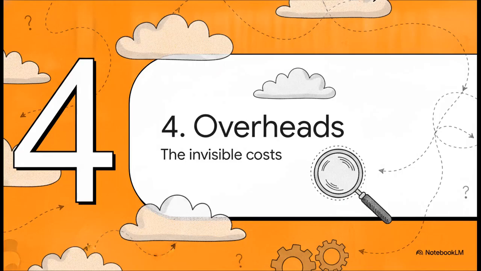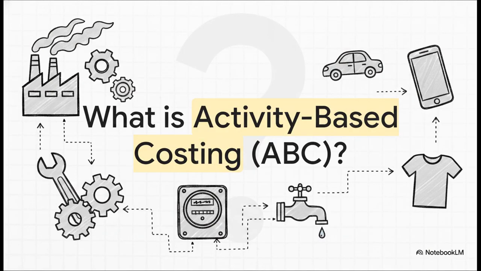Okay, Section 4, making sense of overheads. We've tracked the visible materials and labor, so now we're tackling the invisible costs. Now, what's really interesting about this slide is how we tackle one of the notoriously trickiest parts of accounting, allocating indirect costs. The question straight from the bank is, what is activity-based costing, or ABC?